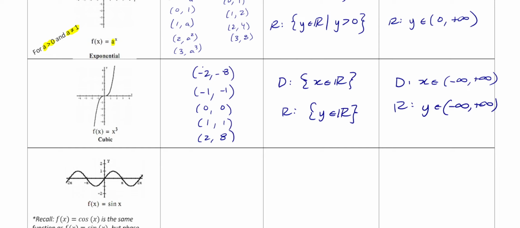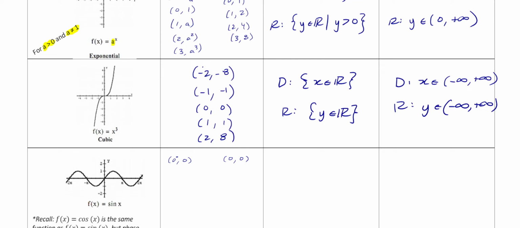Now for the sine function, you have to remember that the x inputs are degrees or radians. So I'm going to give you both here. On the sine function, the points on the parent function, we start at (0, 0). So 0 degrees, or alternatively 0 radians, and 0.